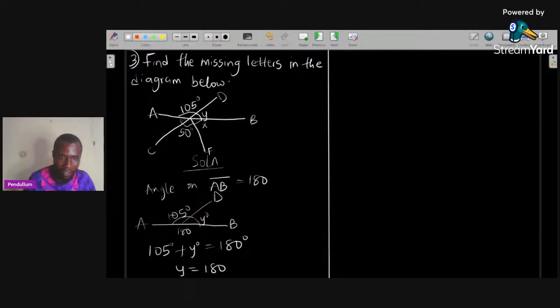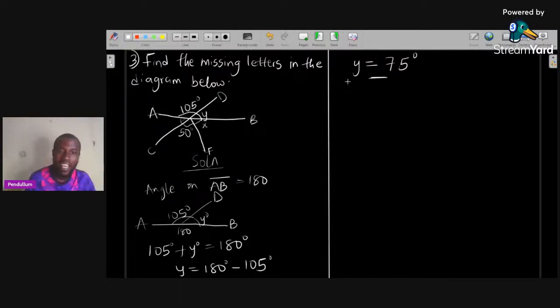Remember, 105 is positive because there's no sign. If it crosses, it becomes negative. So 180 minus 105. Both of them are in degrees, so you can put it there or add it at the end. So Y will be 180 minus 105, which I think is 75 degrees. So our Y is 75 degrees. As easy as selling ice cream.